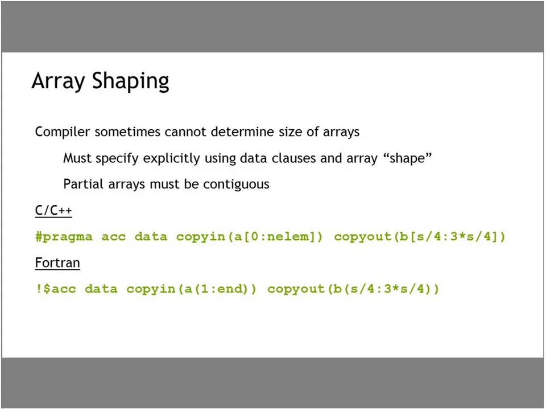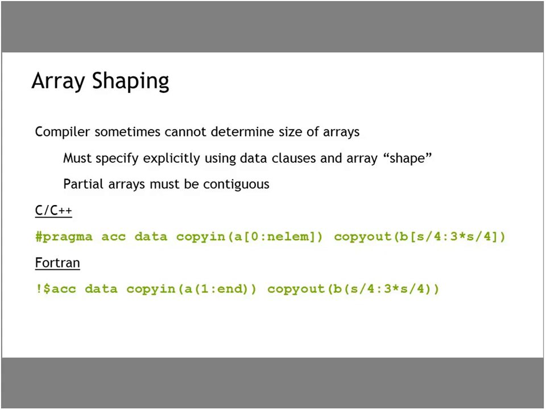In Fortran, the syntax is similar but slightly different, and this was done because it makes more sense in how the language is used. So we see a copy in of A, and now we've changed from square brackets to parentheses because this is Fortran, and we give the starting value and the ending value. Fortran arrays don't have to start at 0 or at 1. They can start at any arbitrary number, so we give the starting value, and then we give the ending value, and that's very similar to Fortran array syntax if you're familiar with that.